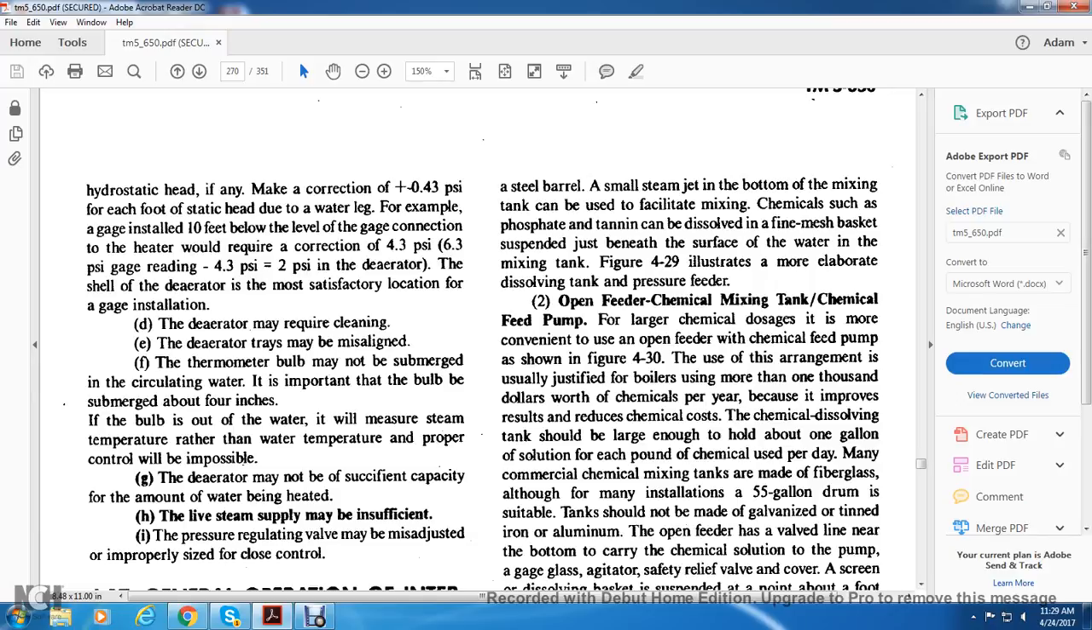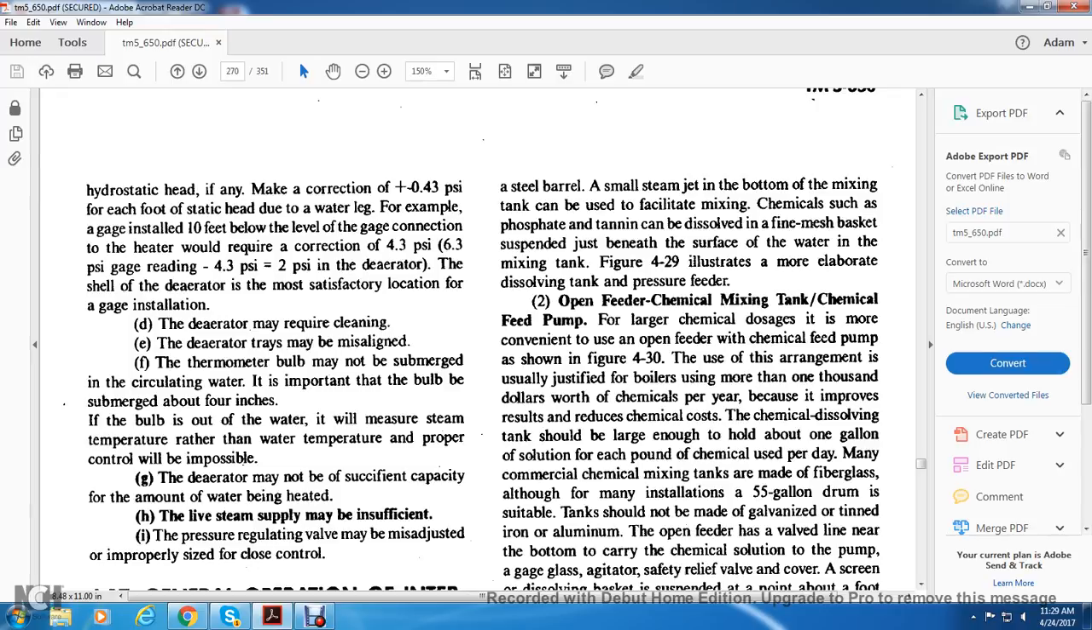D. The deaerator may require cleaning. E. The deaerator trays may be misaligned. F. The thermometer bulb may not be submerged in the circulating water. It is important for the bulb to be submerged about 4 inches. If the bulb is out of the water, it will measure steam temperature rather than water temperature, and proper control will be impossible.